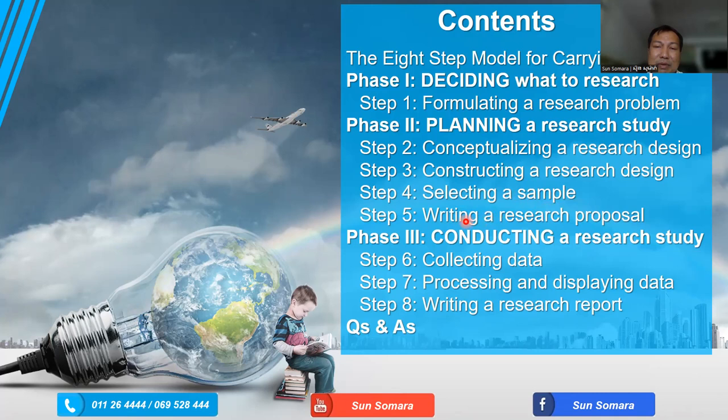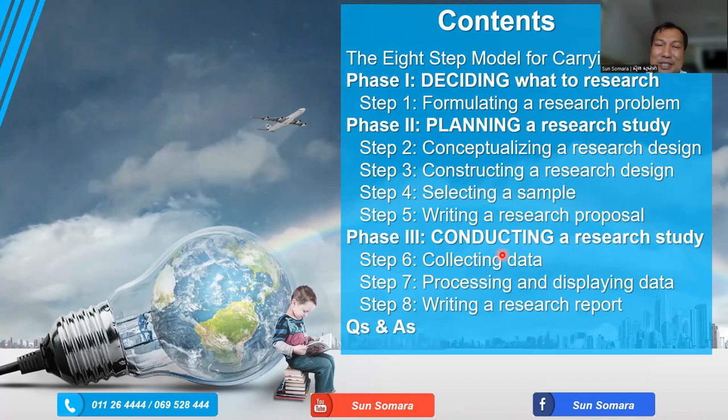Okay, step number five is writing a research proposal. Normally, before you start to write your full research report or thesis, you must have your research proposal to show to your supervisor or examiner or even a donor. Research writing is not just for graduates, but also for fundraising or grant meetings and so on, so you also need a research proposal. If your research proposal is more attractive and more significant, you will be granted the fund for conducting the research.